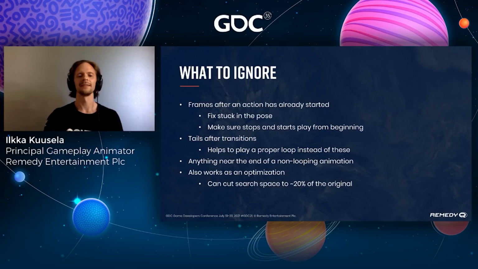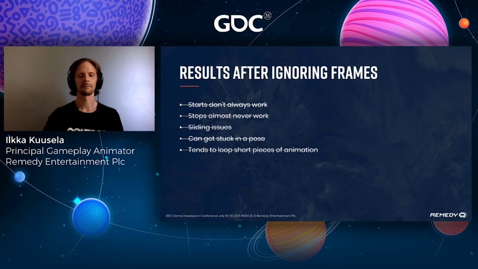Also, anything near the end of the animation. It doesn't really make sense to jump to the end of the animation because the animation is just going to end and you have to jump somewhere else. So we were able to reduce some glitchiness by just ignoring the ends of animations. And of course, since what the ignore tag is doing is basically limiting the search space, it also works as an optimization. In Control, we were able to cut our search space down to 20% of the original. So after adding the ignore tags to the animations, we got to a point where the most outstanding issues were fixed.